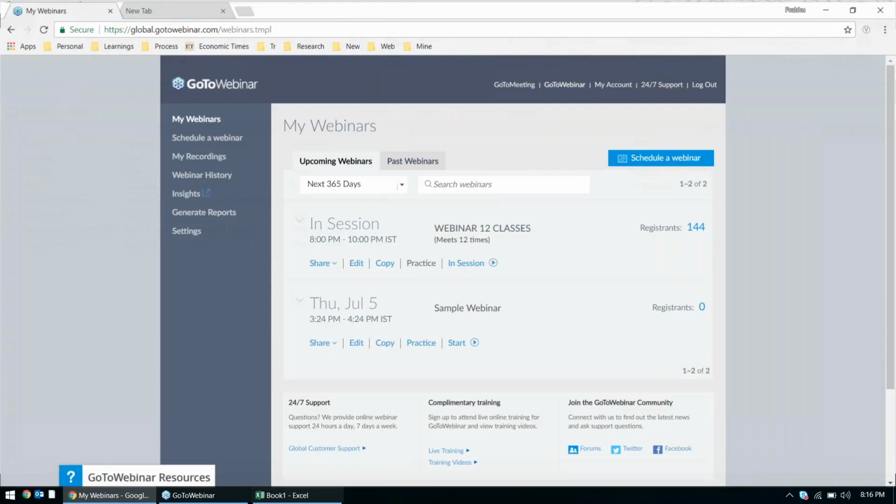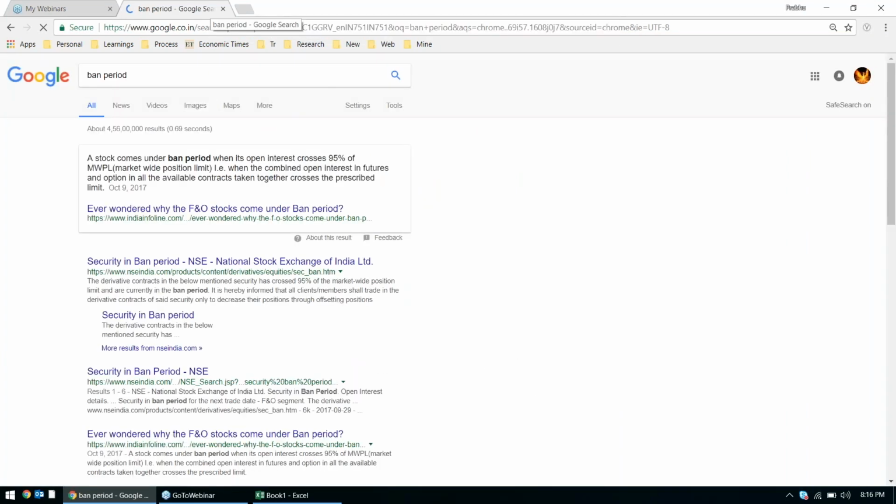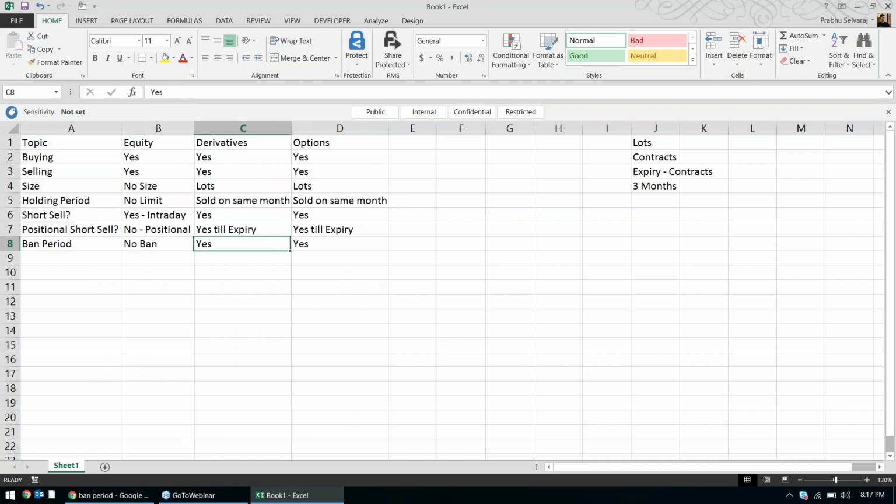Ban period means if the overall open positions of a security cross more than 95% of the limit, it is called the market wide position limit, and the security goes under ban. For example, if the company is allowed 100 stocks of trading, and 95 stocks have been taken positionally by all the people, that is 95% held by the people, then the security will go on a ban. If the security is in ban period, you cannot take a fresh position.